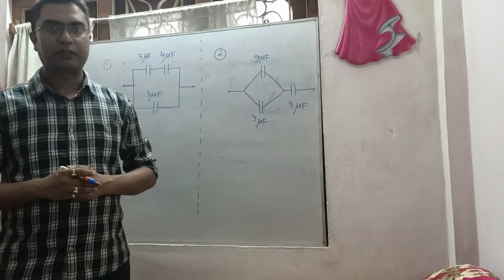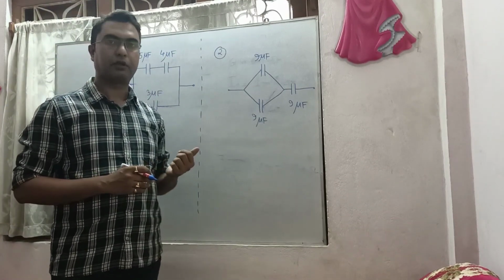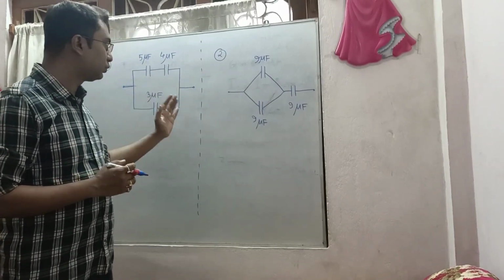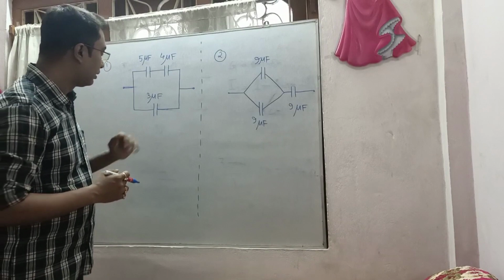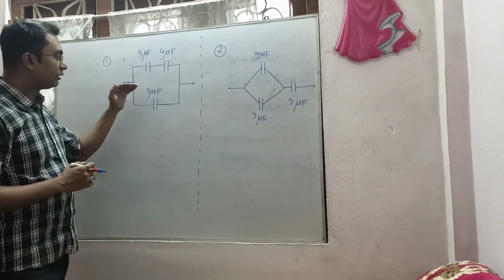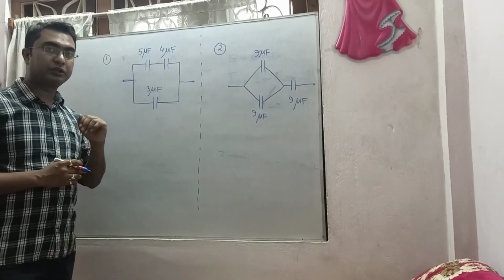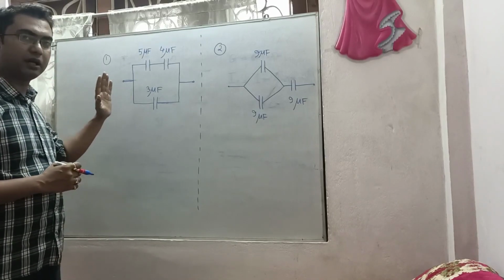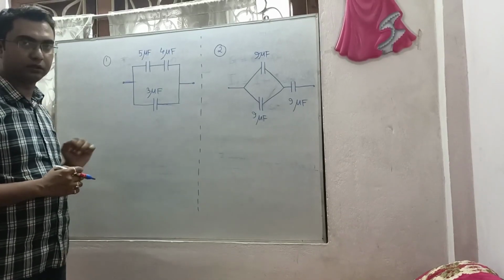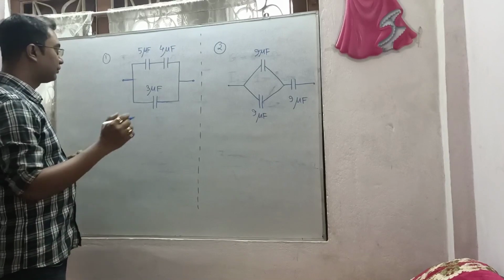Now let us do the numericals on combination of capacitors. I have already put the two numericals on the board for convenience. Now this is the first numerical. Now here, before doing the numerical, we have to judge which of the capacitors are in series combination and which are in parallel combination. Now to do that, first of all, you have to do what?